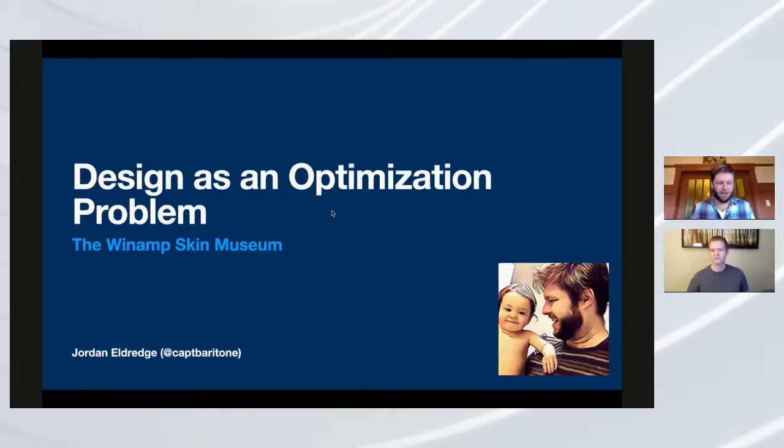So yeah, as Paul said, my name is Jordan Eldridge, and I was going to talk about this idea of design as an optimization problem, which was sort of a concept which fell out of this work I did on a project called the Winamp Skin Museum. Now, before any of that makes any sense to anybody, I thought I would go back a little bit and talk about the things that led up to this project, and that will also serve to give a little bit of an introduction to myself.